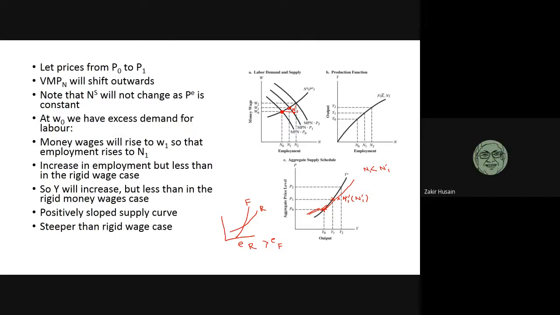Okay, so the flexible wage supply curve is steeper than the rigid wage case. Okay, is it clear? Because I want to remove the markings. If you want to copy it down, then do so. Then I'll move to the next slide.